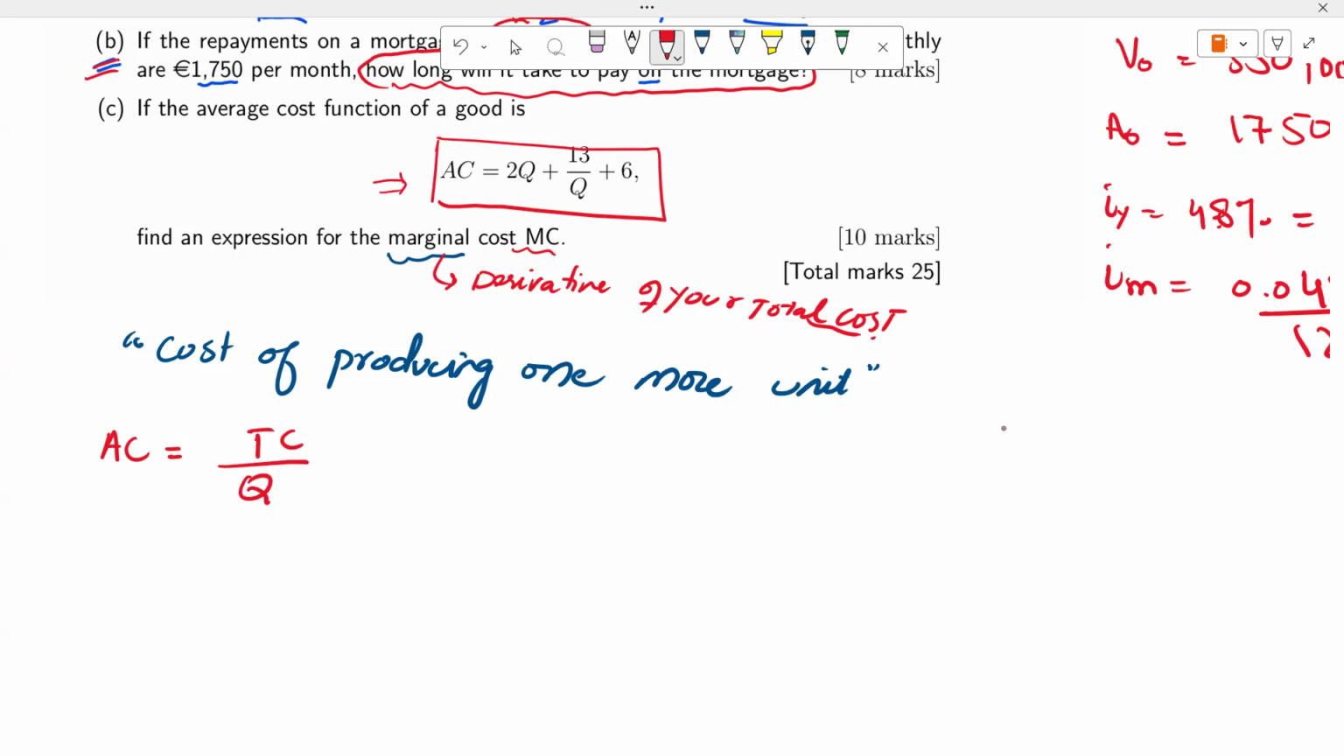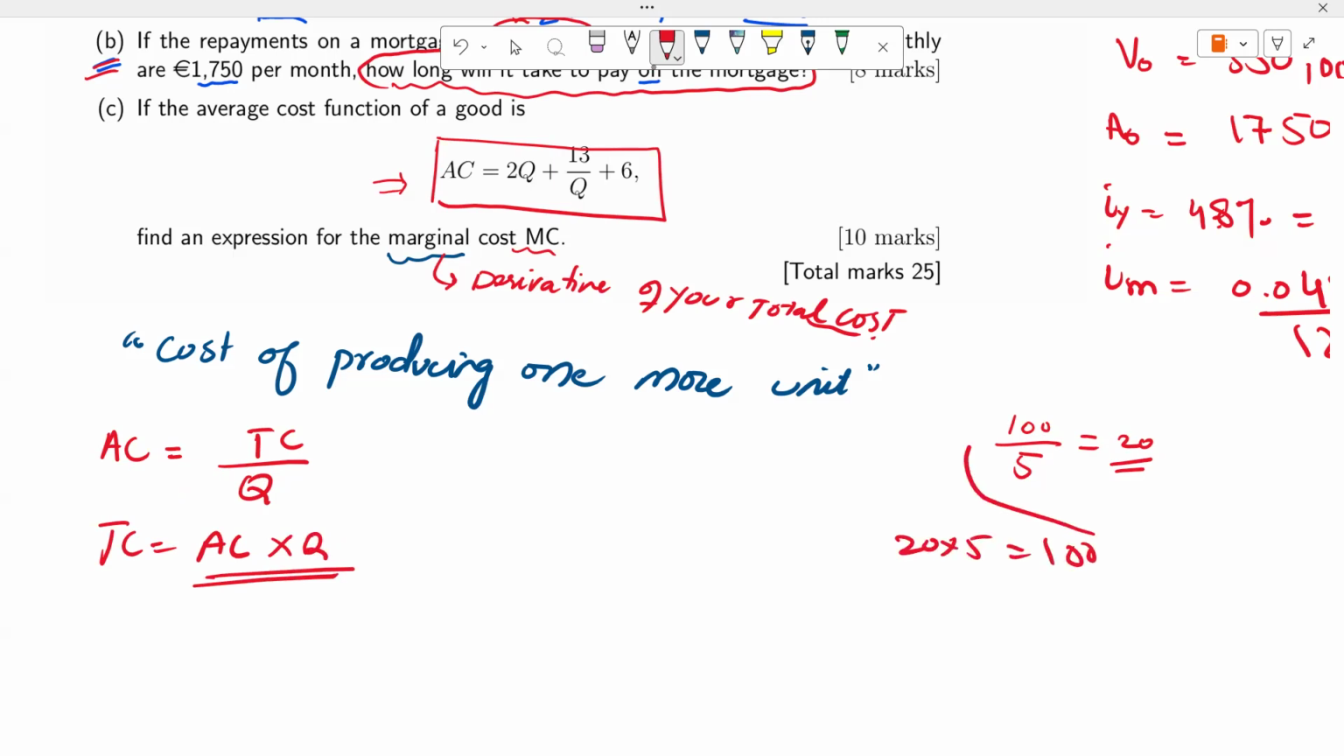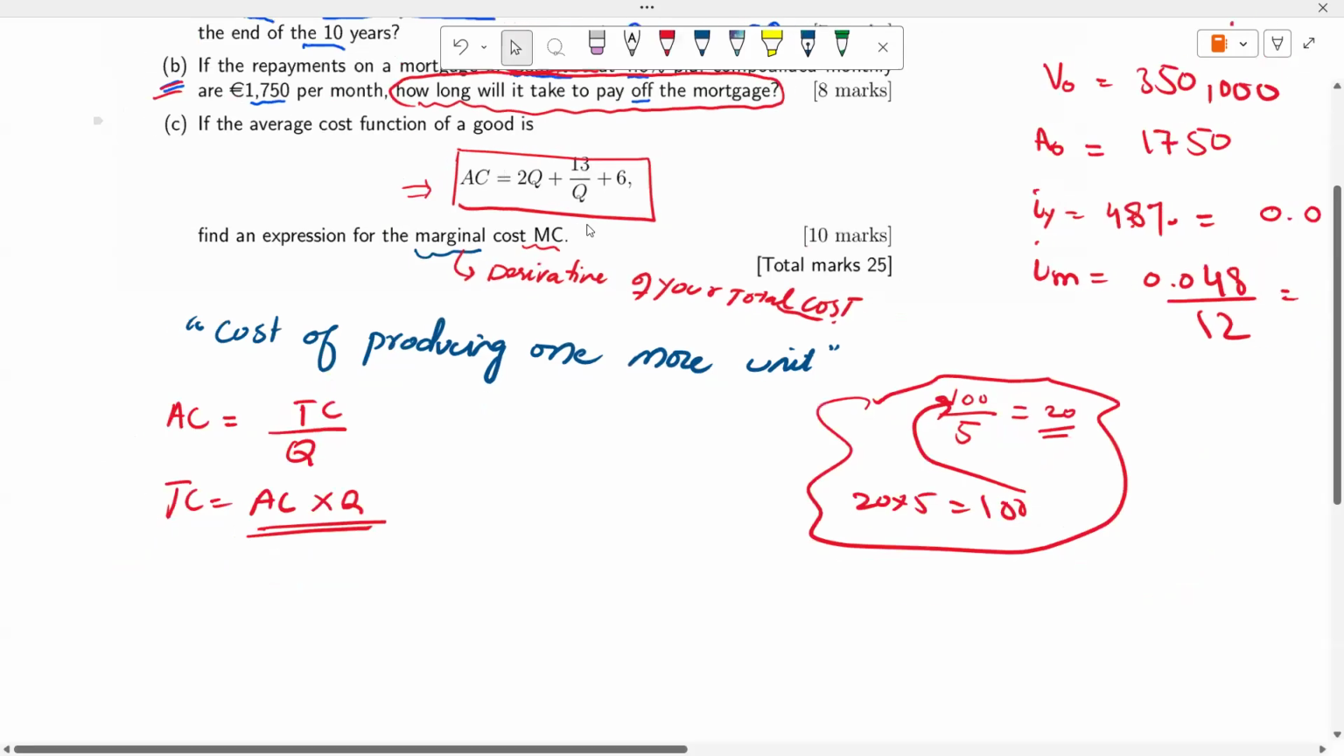For example, my total cost was 100 rupees, 100 euros for producing 5 goods. If I divide 100, my total cost, by the number of quantities that I produced, that would get me 20, and 20 is my average cost for producing each unit, right? So this is how it looks. If I were to find the total cost formula, the total cost would be equal to the average cost multiplied by Q, right? So if I multiply 20 by 5, I'll get 100. So 100 is my total cost again, right? That's a little example I gave for your understanding.